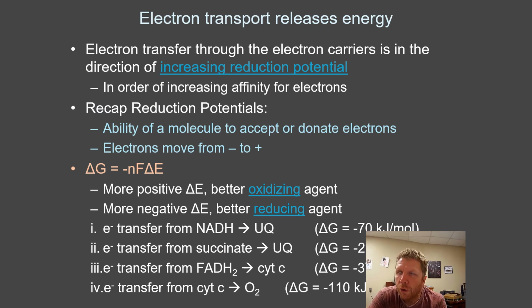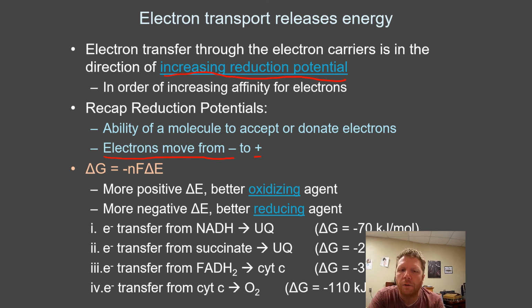Now, electron transport, so the movement of electrons, releases energy. The electron transfers through the electron carriers are in the direction of increasing reduction potential, in order of increasing affinity for electrons. Now, a recap on your reduction potentials. Your reduction potentials give you an idea of the ability of a molecule to accept or donate electrons. Electrons are preferably going to move from negative to positive.